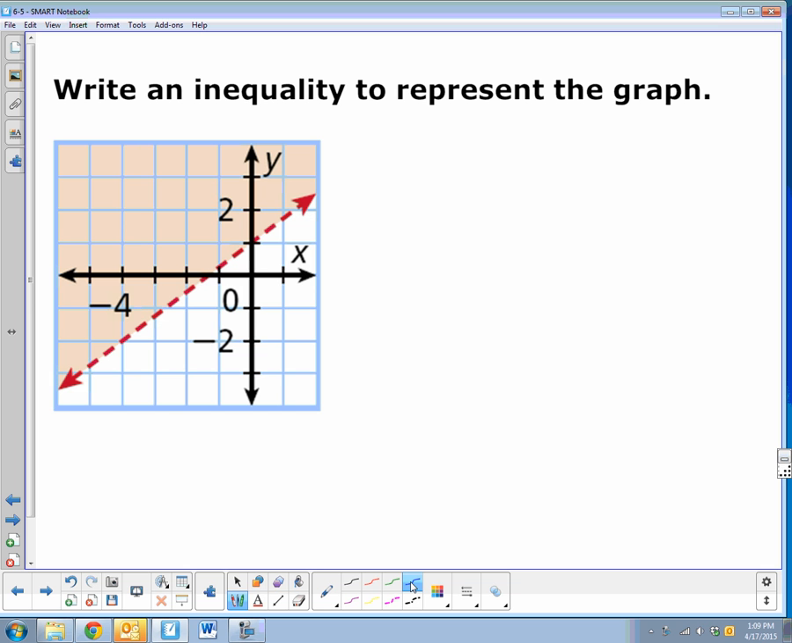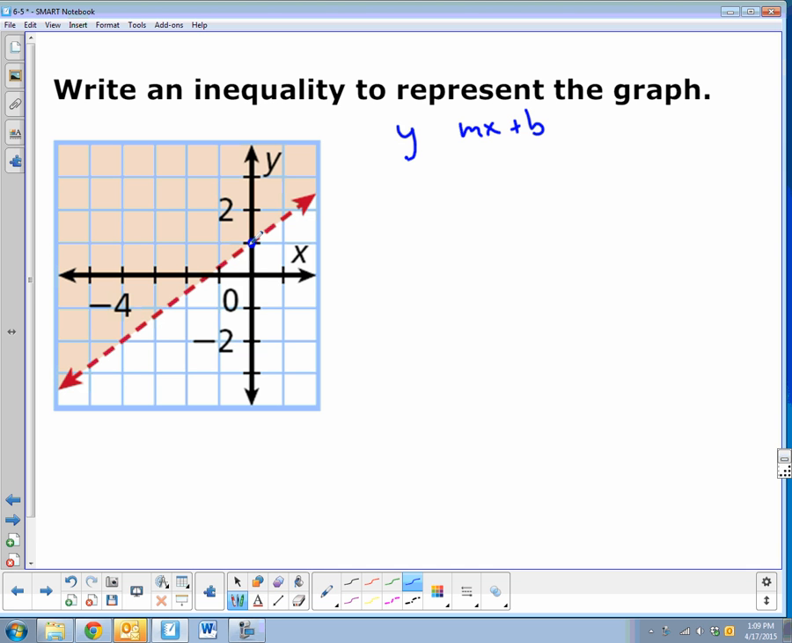If I'm going to write a linear inequality, it's going to be in that form y equals mx plus b, but with an inequality instead. I need somewhere to start. I'm just going to write y mx plus b. I'm not going to put the equal sign because these are inequalities. So let's start with the y-intercept. That's pretty easy to find. There it is right there.